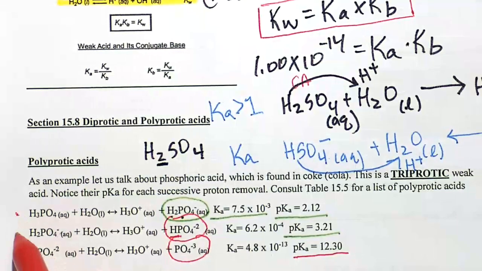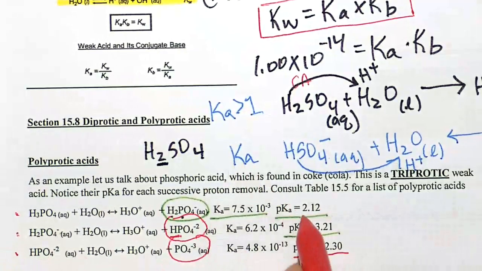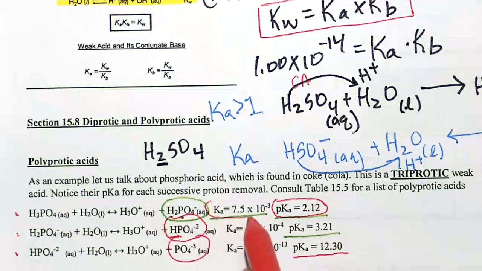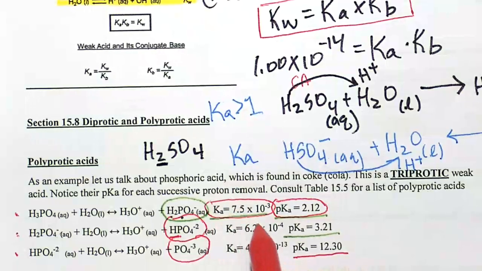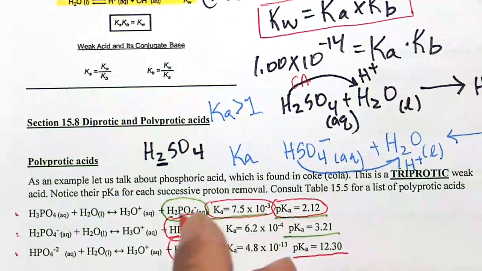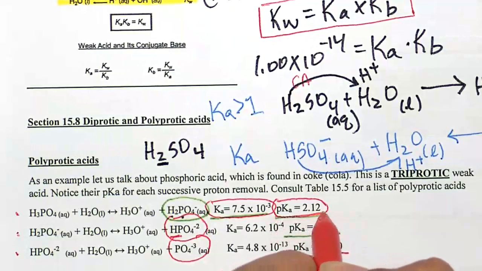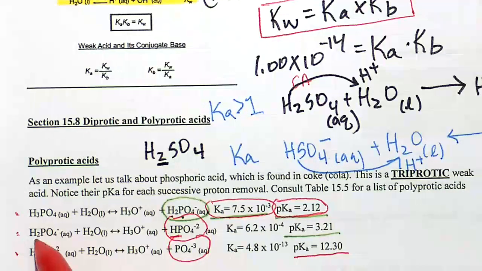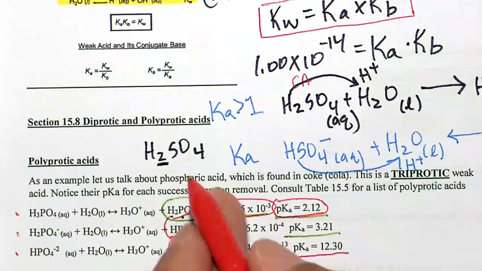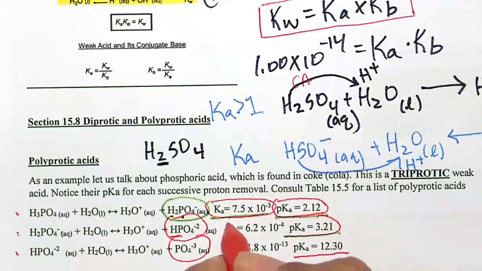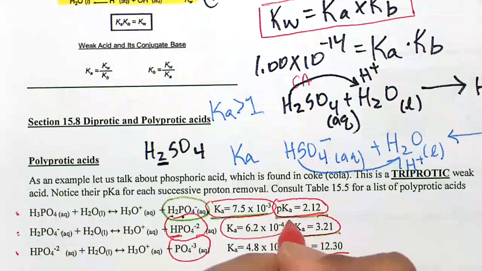So which of these is the strongest, most acidic? The first proton, the second, or the third? Why did you say the first? Why is the first the strongest? Because the Ka is high and the pKa is low. Why is H2PO4 minus the second strongest acid? Because the pKa is higher and the Ka is lower.